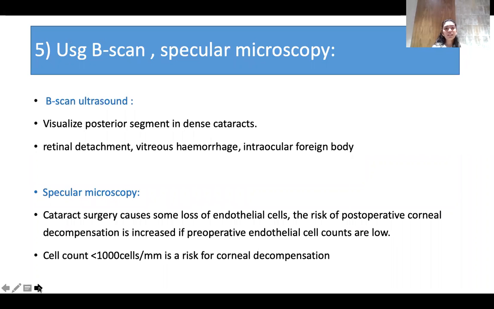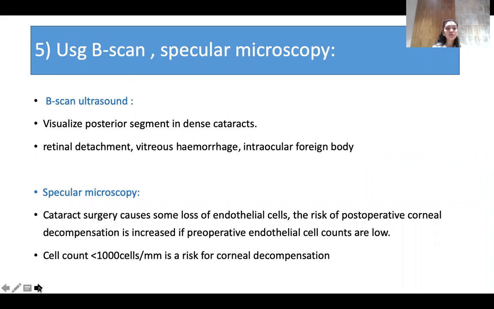Now, a USG scan is not mandatory in all cases. However, in situations where you cannot see the posterior segment in dense cataracts, you want to rule out a retinal detachment or a vitreous hemorrhage or an intraocular foreign body, that is when you do a USG scan.